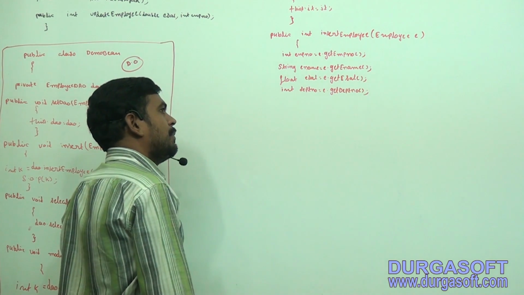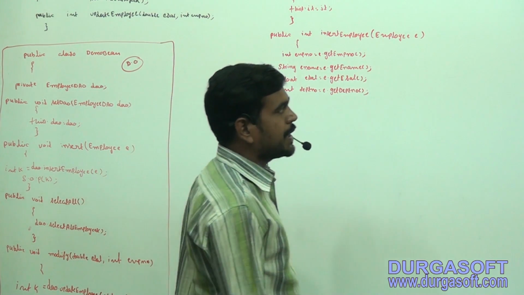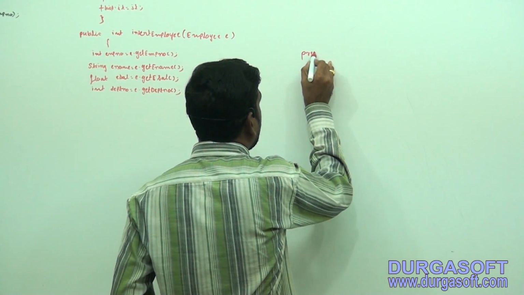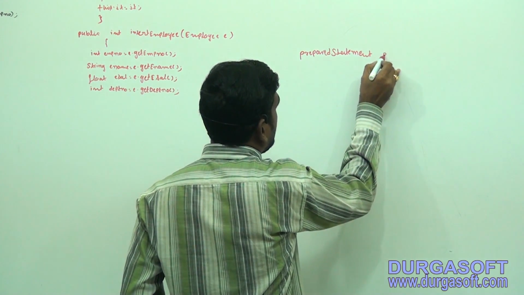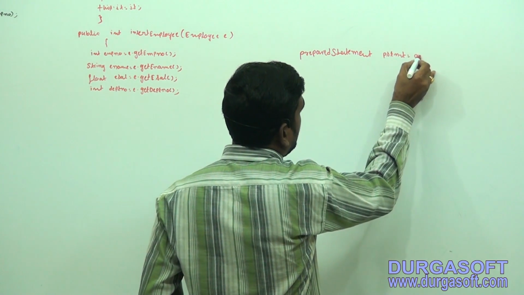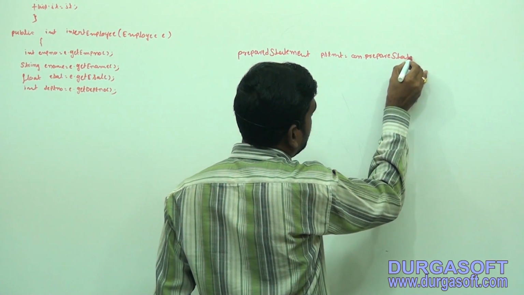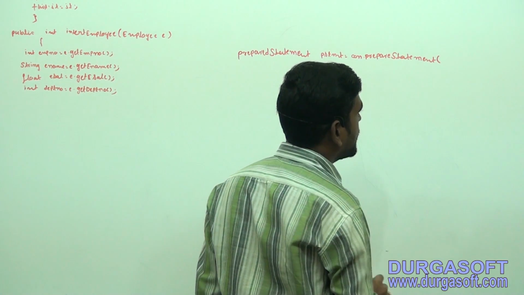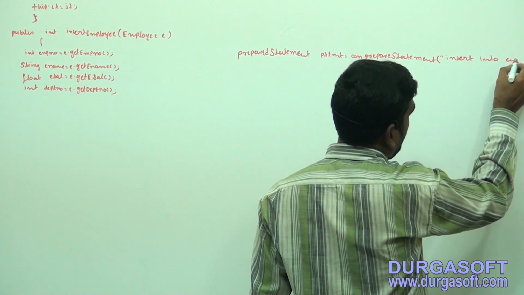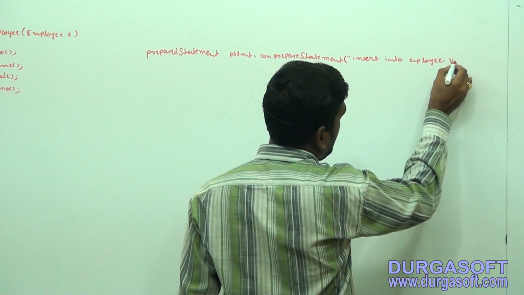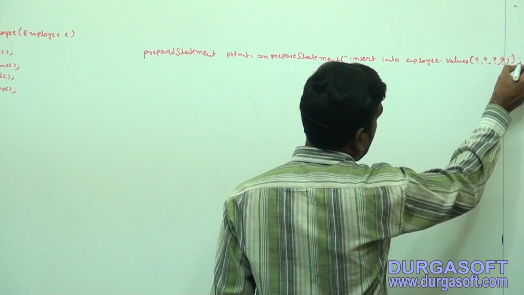After that, if it is JDBC level, we have to set like this. PreparedStatement pstmt = con.prepareStatement. Under that we have to take the query like this: insert into employee values, and under that we have to set the values like this.